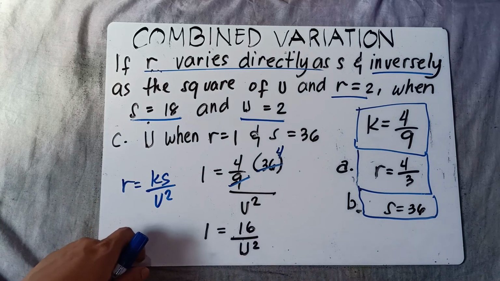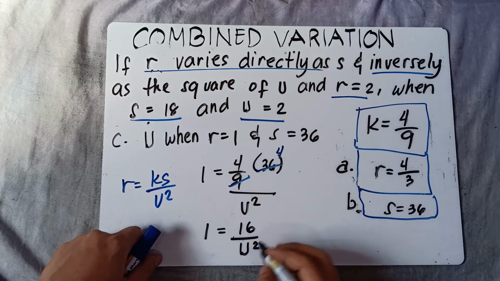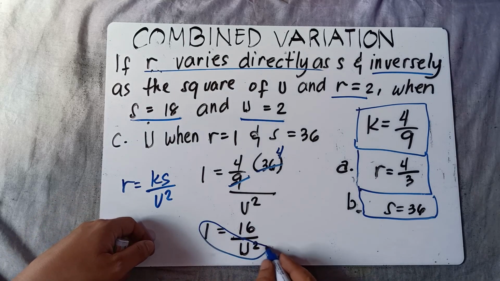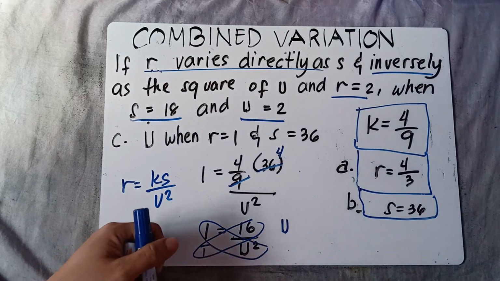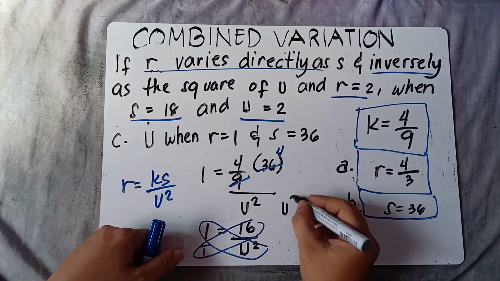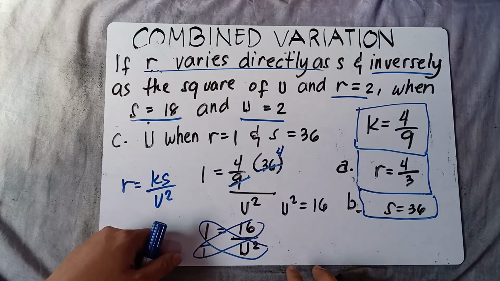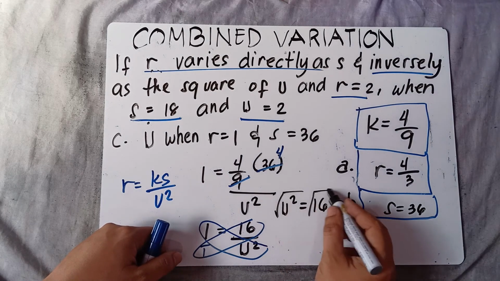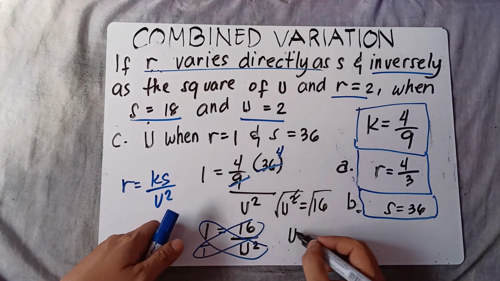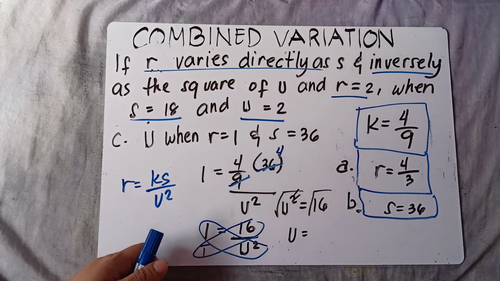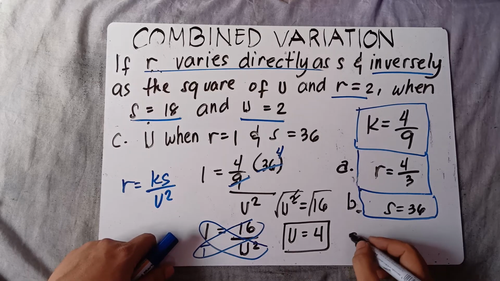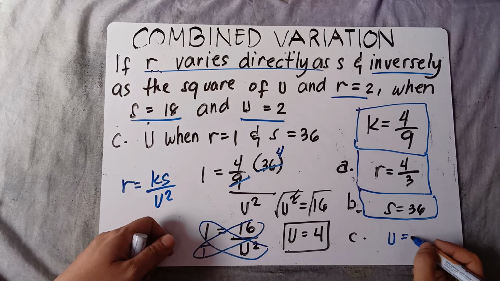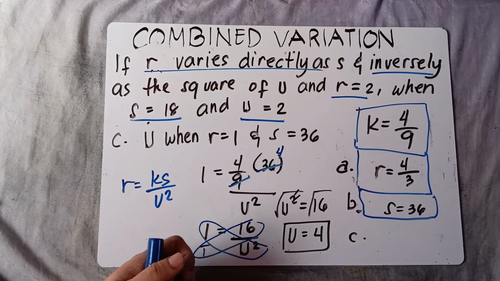So cross multiply. Understood that there's a 1 here. So U squared equals 16. To get U, extract the square root of both sides. So U equals the square root of 16. That's positive or negative 4, but we need the positive one since our answer must be positive. So the square root of 16, U is equal to 4. So question C, U is equal to 4.